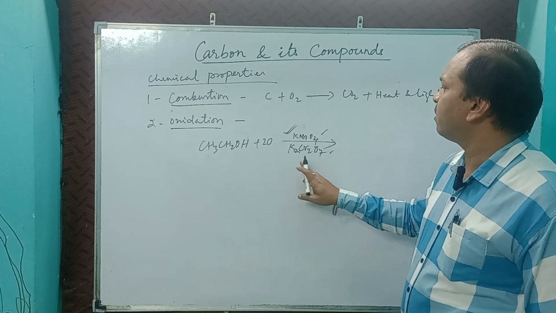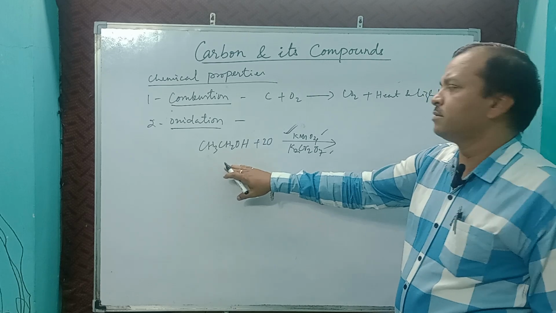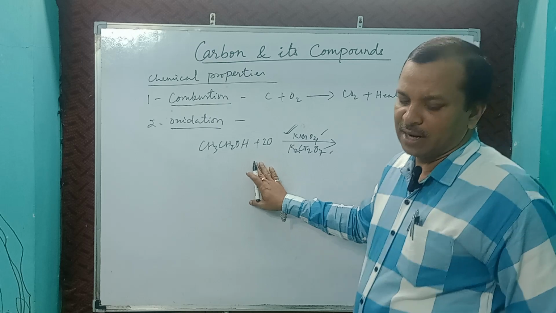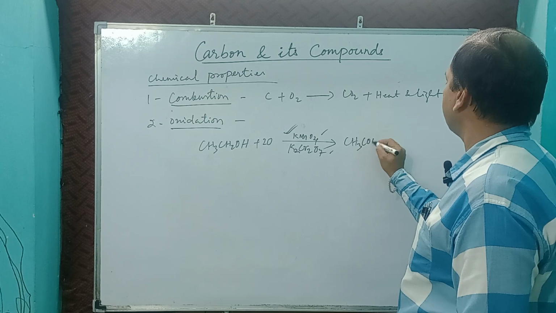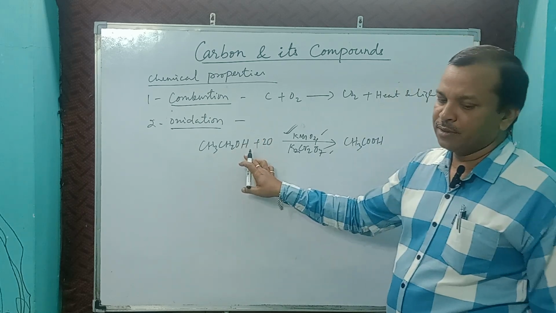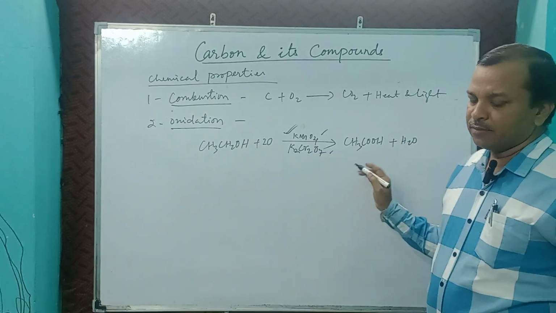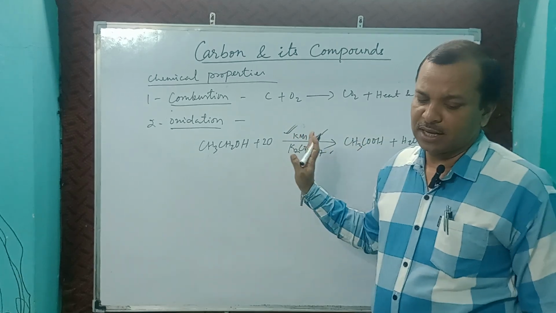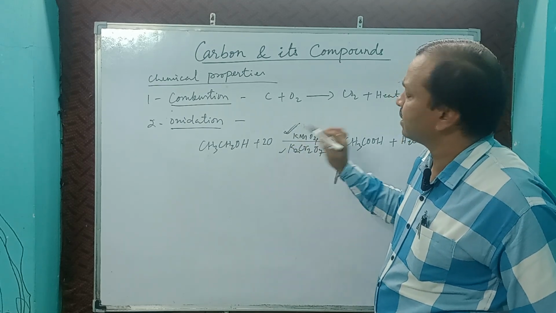In presence of KMnO4 or K2Cr2O7, when CH3CH2OH is treated with this, 2 oxygen will be added. What will we get? CH3COOH plus water. Clear? It is potassium dichromate. Here basic and acidic both are acting. It is alkaline in nature and it is acidic in nature.